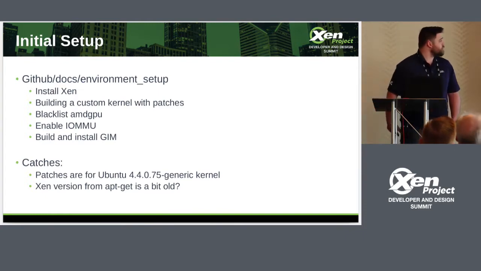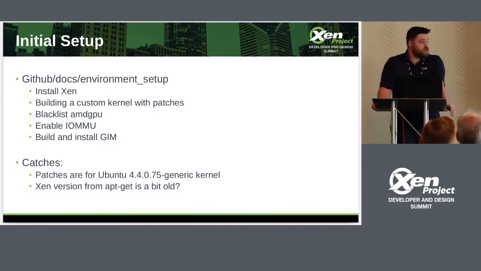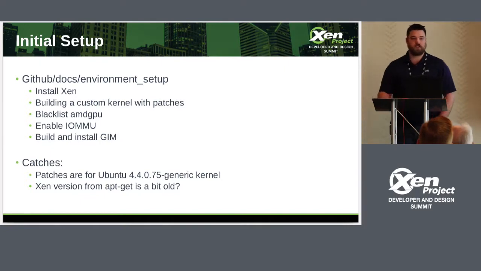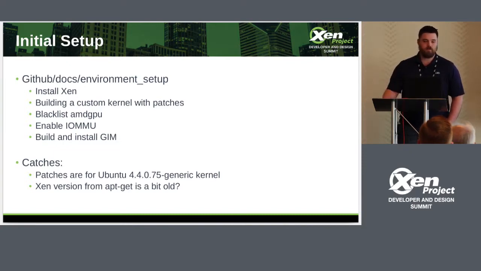So the initial setup, aside from installing Ubuntu, would just be to install Zen. In this particular case, I decided originally to install the apt-get packages as the README suggested, and then install the kernel patches. For me, I chose to install Ubuntu 17.10. The kernel was not 4.4, and so the patches did not apply directly. However, it wasn't too bad to manually put in the patches. And then basic stuff like blacklisting AMD GPU so it didn't bind to the MxGPU card, enabling IOMMU and installing GIM. All pretty simple and goes through in the setup guide.